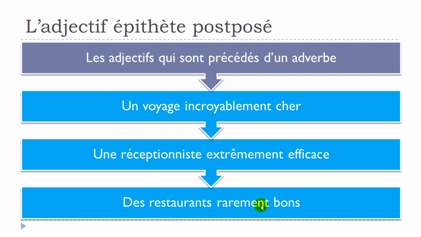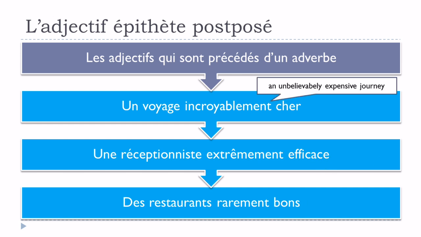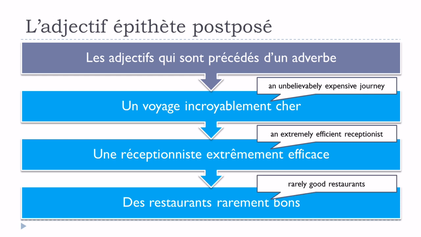Des restaurants rarement bons. In all these cases, as you can see, we've got incroyablement, an adverb, extrêmement, another adverb, and then rarement, an adverb as well. And they just go before your adjective. So, translation: un voyage incroyablement cher, une réceptionniste extrêmement efficace, des restaurants rarement bons.